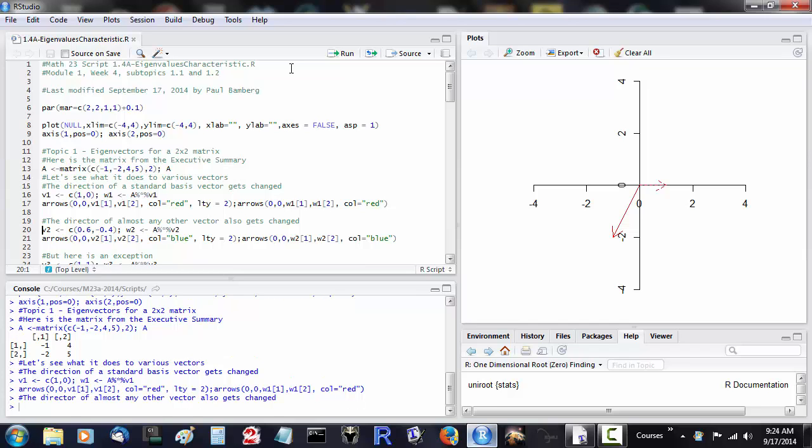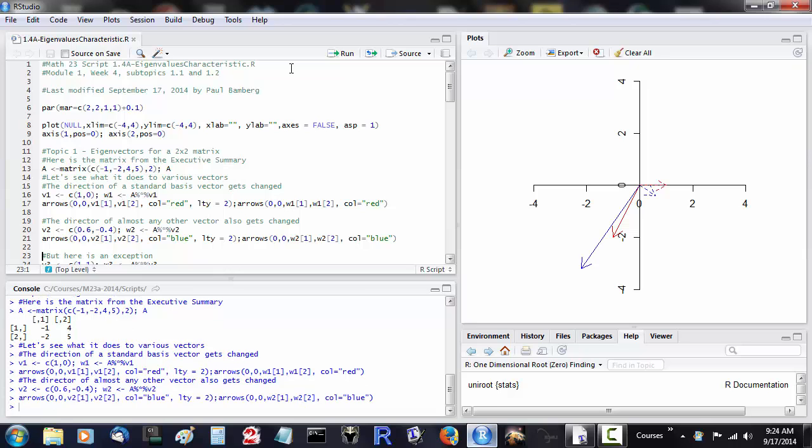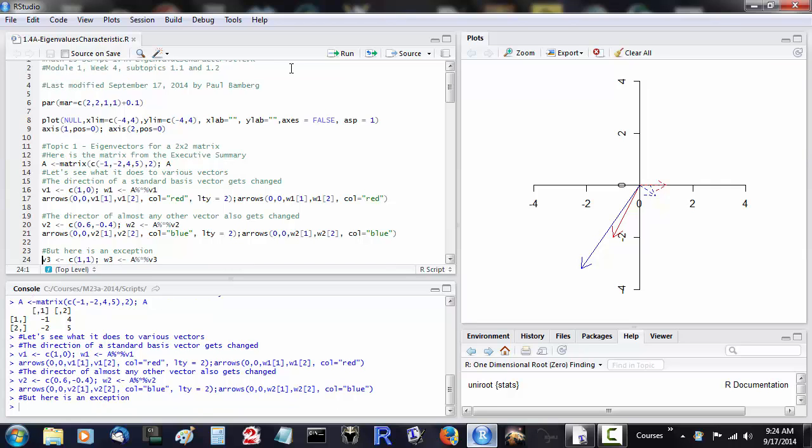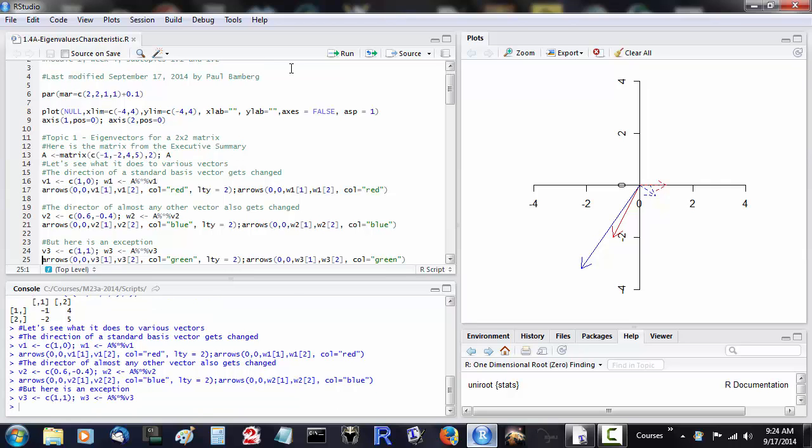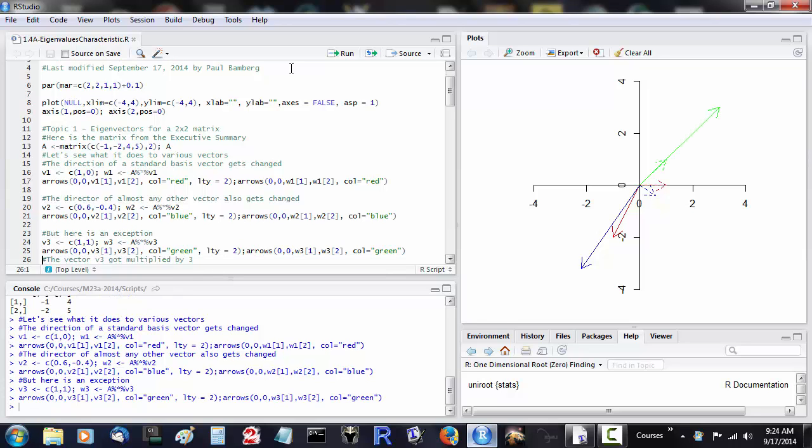And if you pick almost any vector in the plane, like this W2, which I've chosen arbitrarily, the same thing happens. The dotted blue vector gets rotated and stretched. But there's an exception. Look at V3. V3 is the vector 1, 1. I plot it in dotted green. I apply A to it and plot the result in solid green, and you can see what happens. That vector just got multiplied by 3.